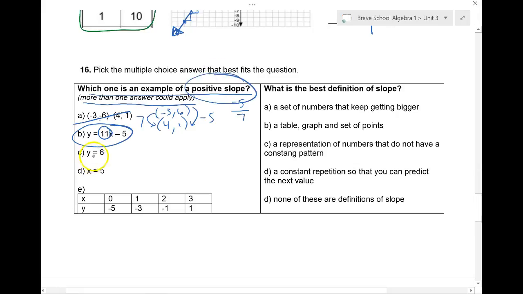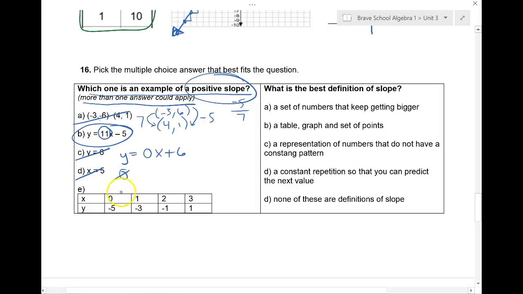Okay. Now here, again, this is a case where there's no number with x, so this could also be written as 0x plus 6, and the slope here is 0. And that's not positive or negative. Okay, it's neither. And then this one, if it's x equals, we went over this in class, if you see a number equation that's just x equals, well then that means that the slope is undefined. So that is not positive either.